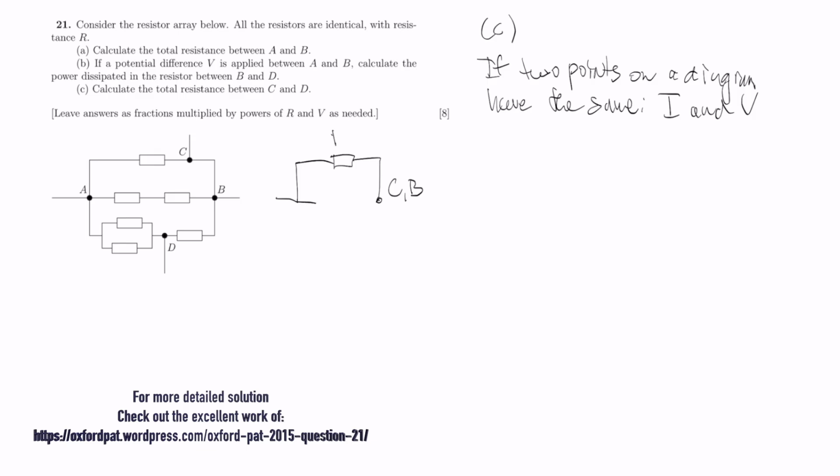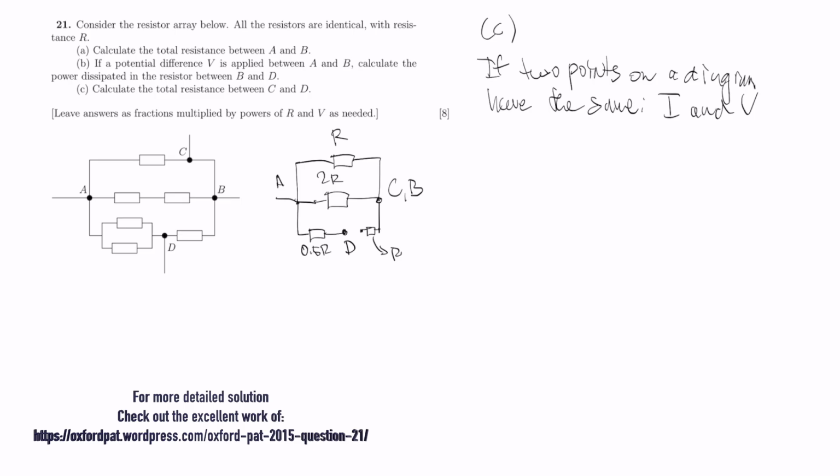Now, if this here is R, then we're going to have 2R across here. And then we're also going to have another one, which is half an R, so we can write 0.5 R. Then this here is A, and this point here is D. And then we have another resistor here, which is R. Cool. So far, so good.